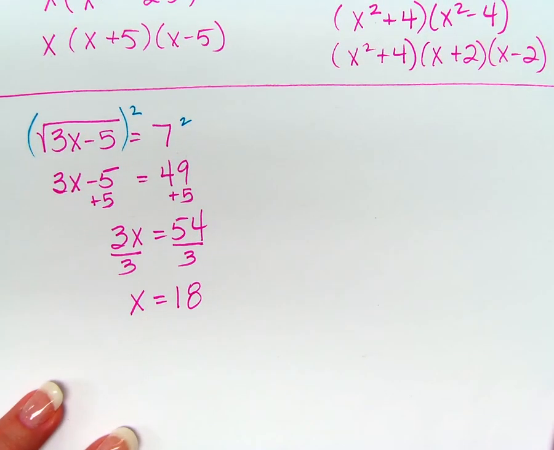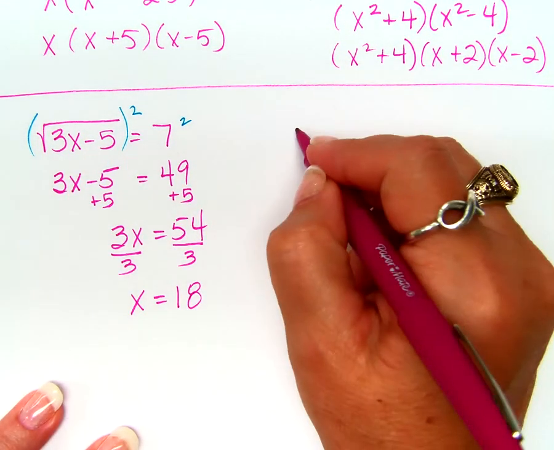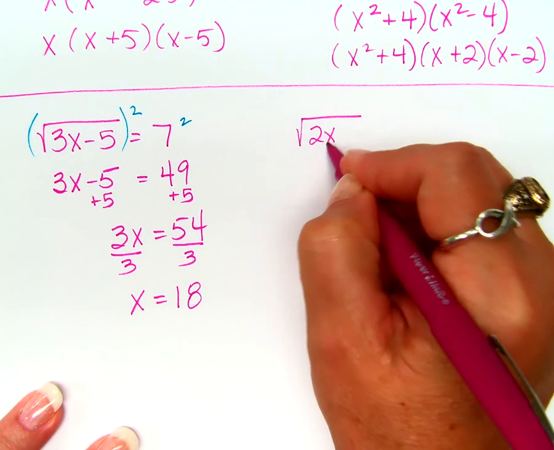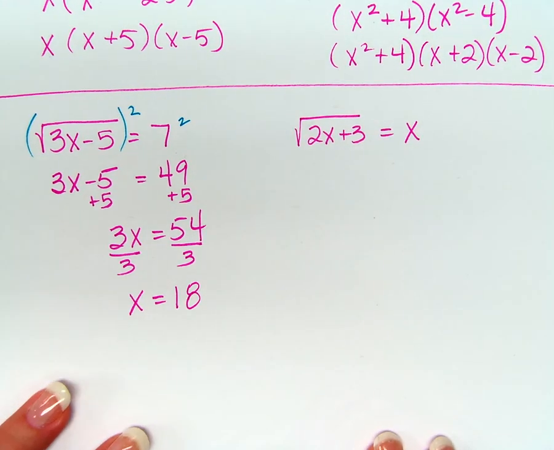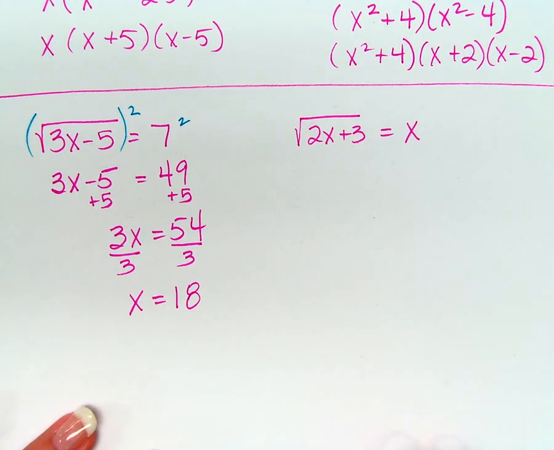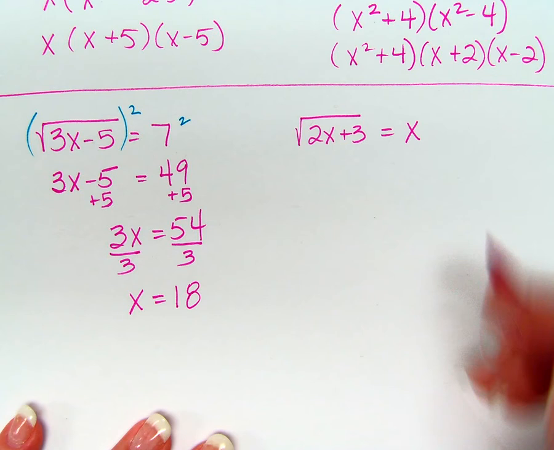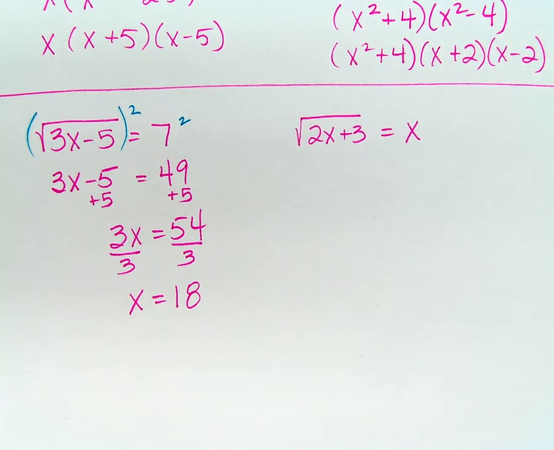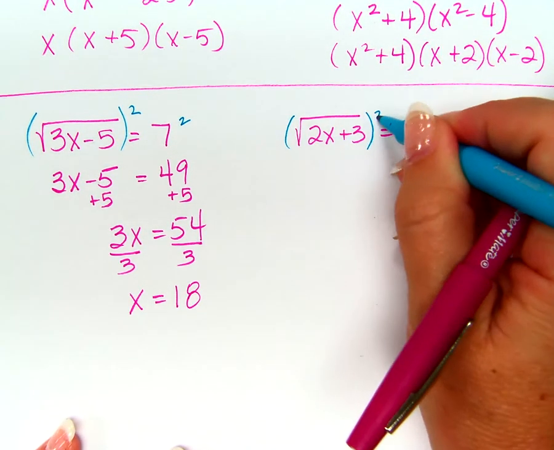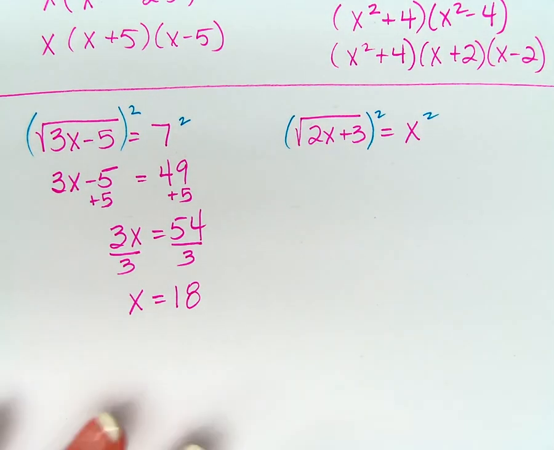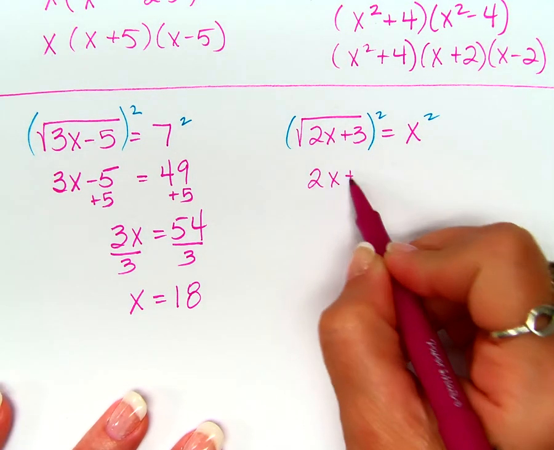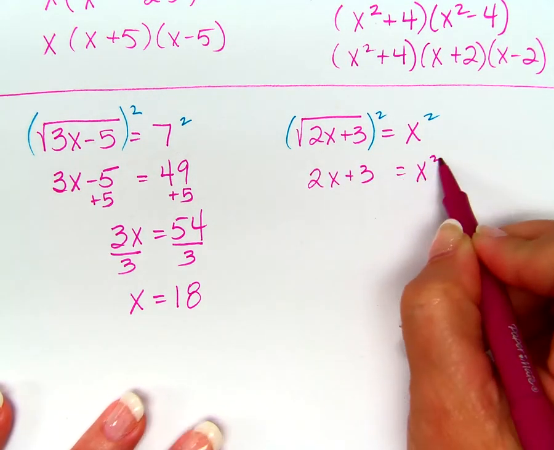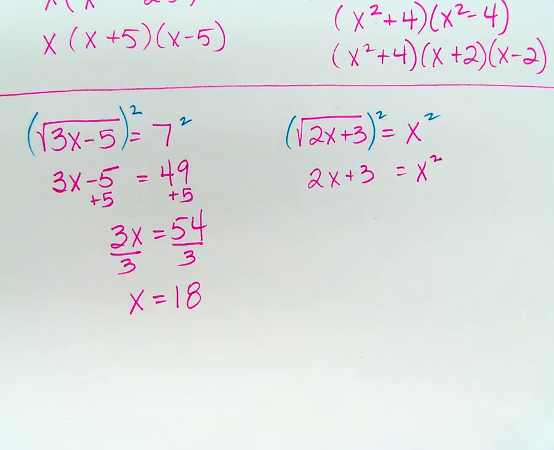I wasn't really worried about those, but I did that one for you because what if the problem is like this? The square root of 2x plus 3 equals x. What if it's that? Well, if I go to square both sides like I did before, it makes the problem a little bit more difficult, doesn't it? Left-hand side, I get 2x plus 3. Right-hand side, I have x squared. What kind of problem has this now become?